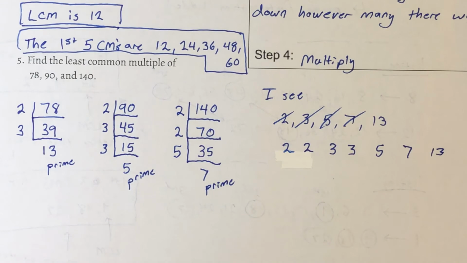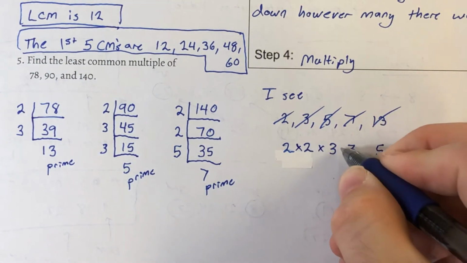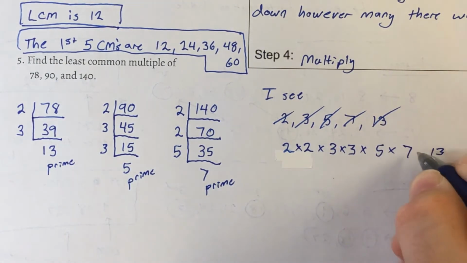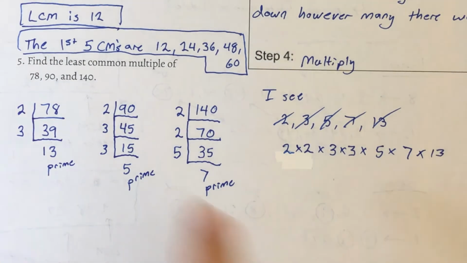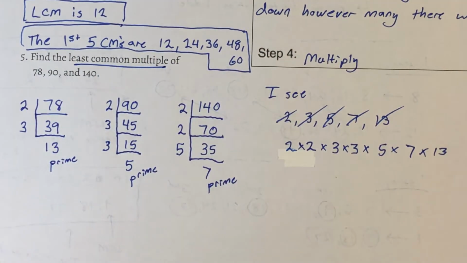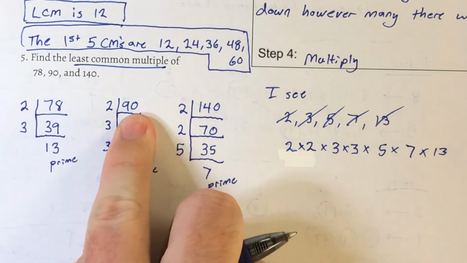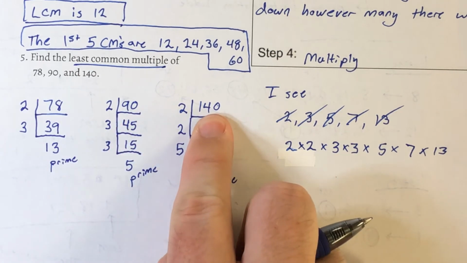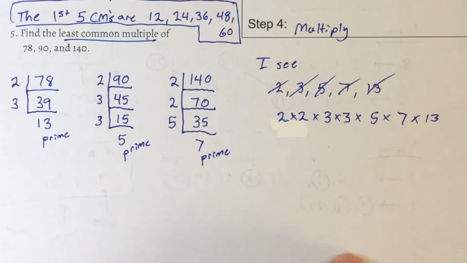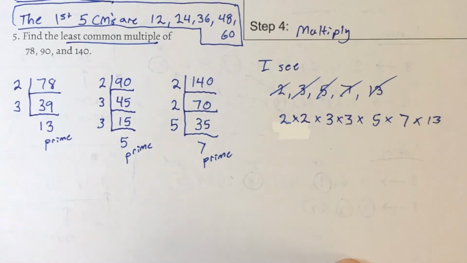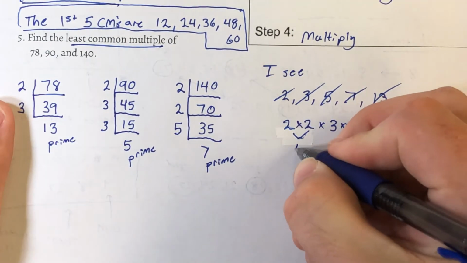Write it down. Last step, multiply. And whatever answer we get is going to be our least common multiple, meaning if you counted by 78s and counted by 90s and counted by 140s, the answer we get down here is going to be what that number would have been. Okay, so first, 2 times 2 is 4.